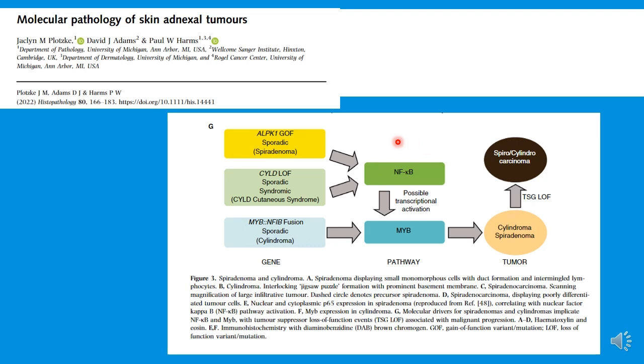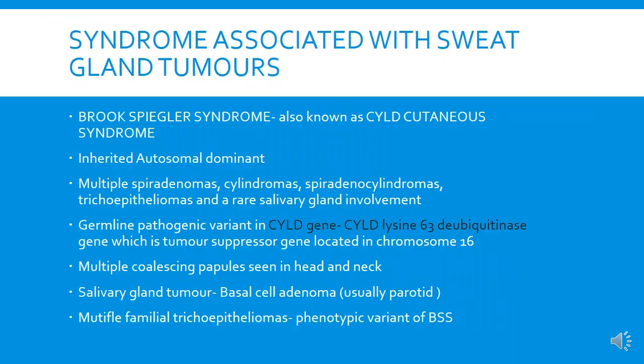And once again, in spiroadenoma and cylindroma, we saw the CYLD, which is a tumor suppressor gene located in chromosome 16. If there is loss of function of the CYLD gene, it leads to activation of the nuclear factor kappa B pathway, and the transcriptional activation will lead to tumors such as cylindroma and spiroadenoma.